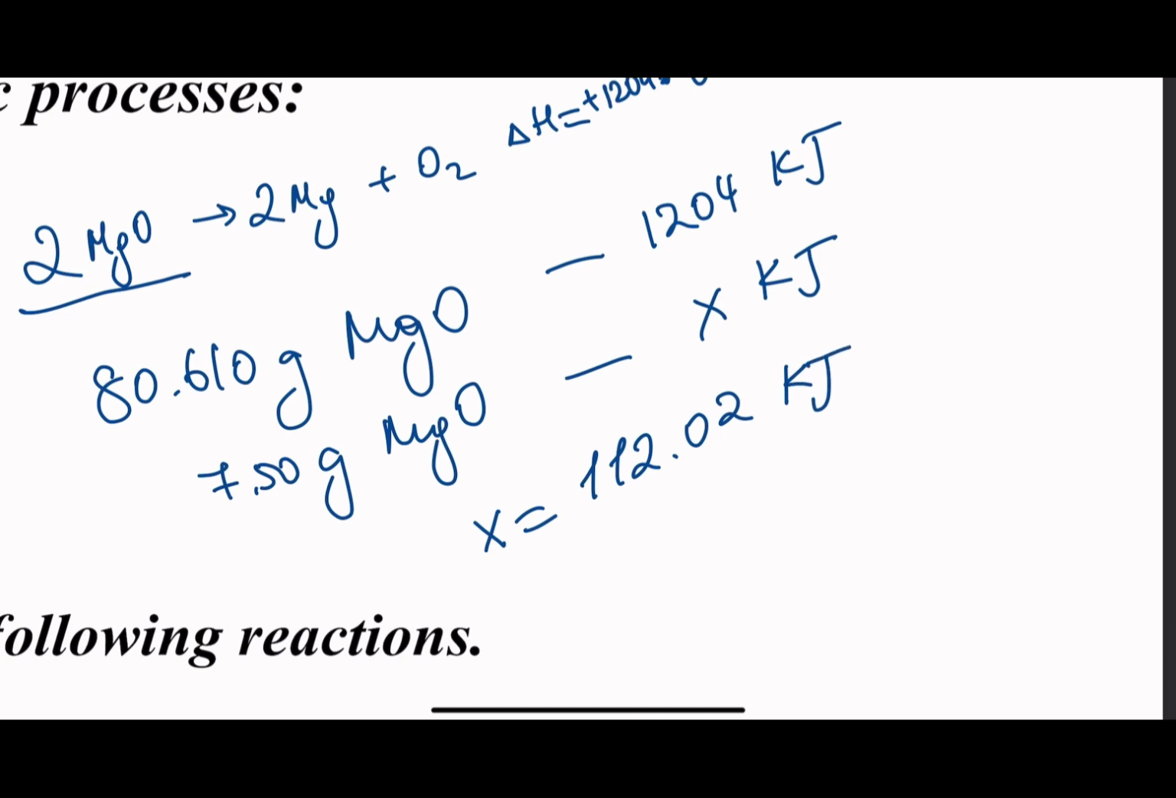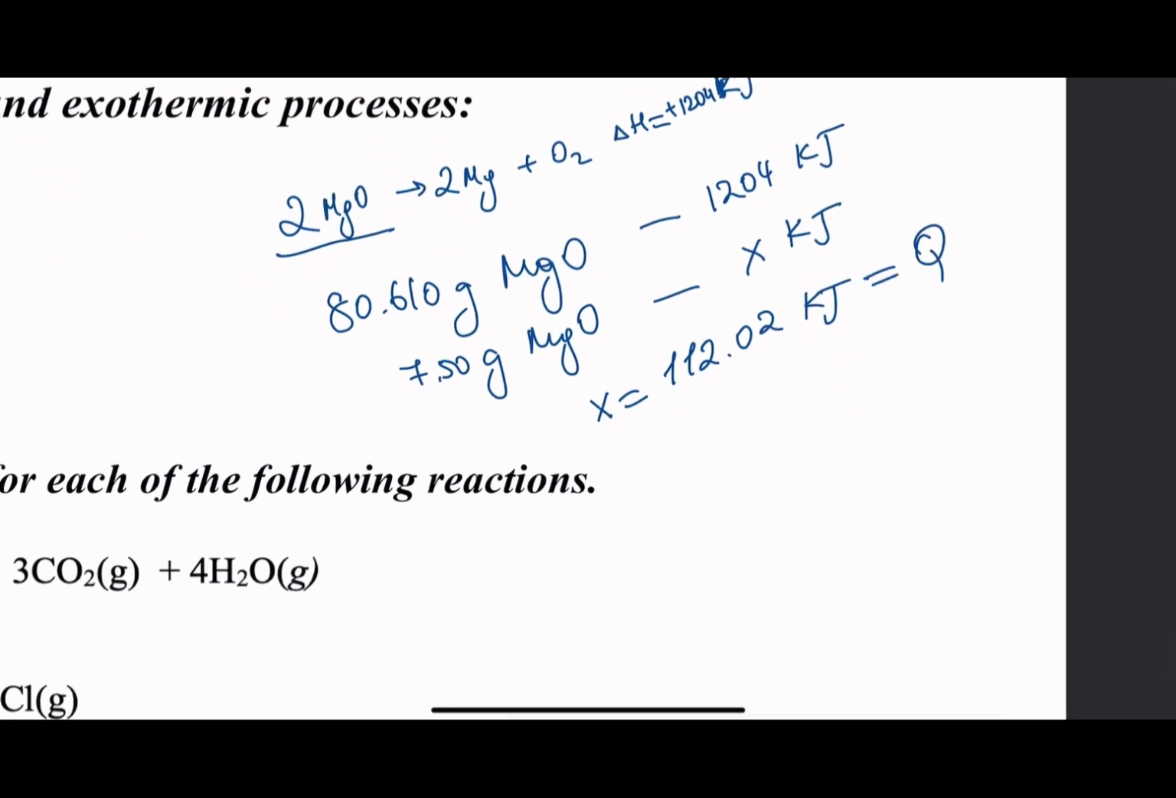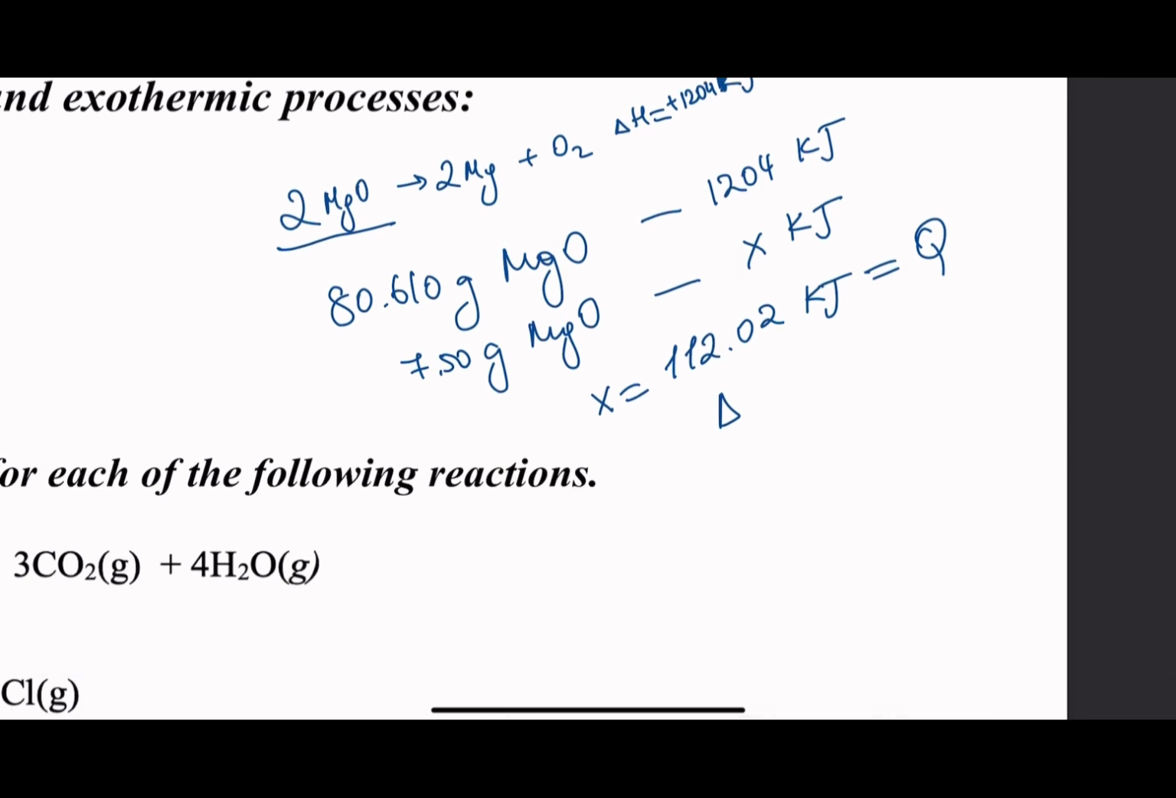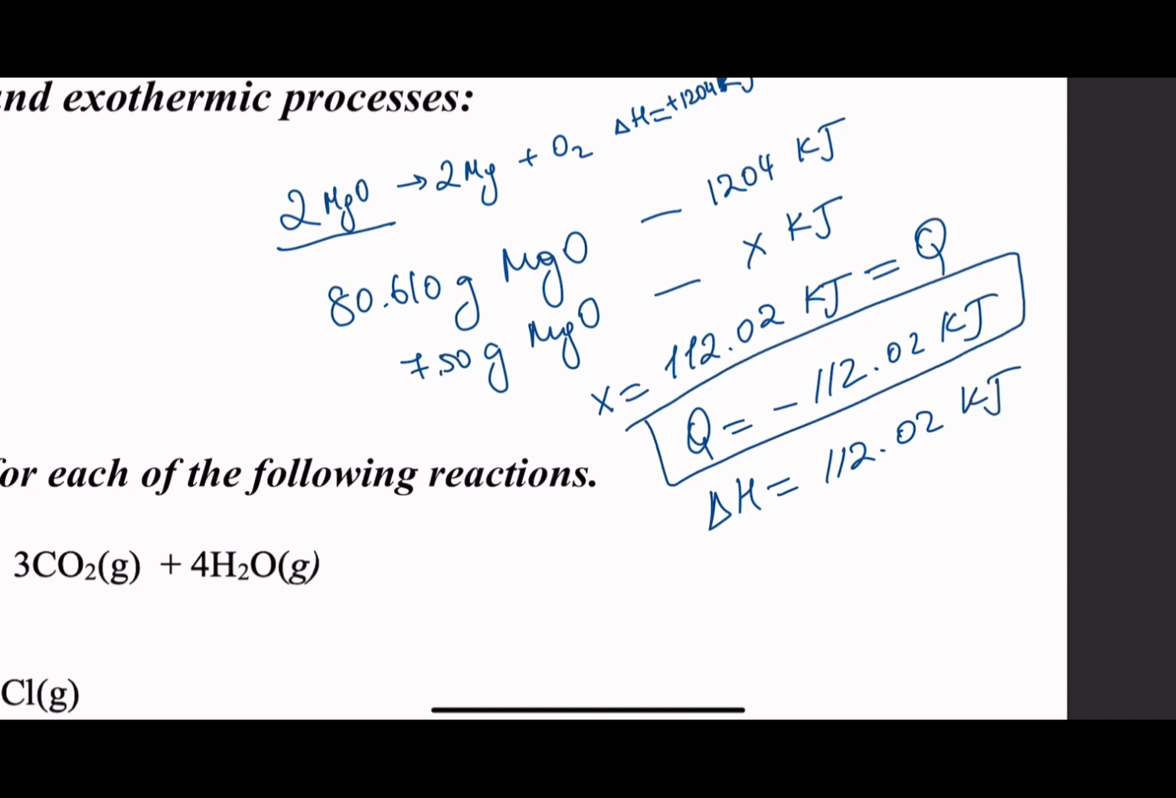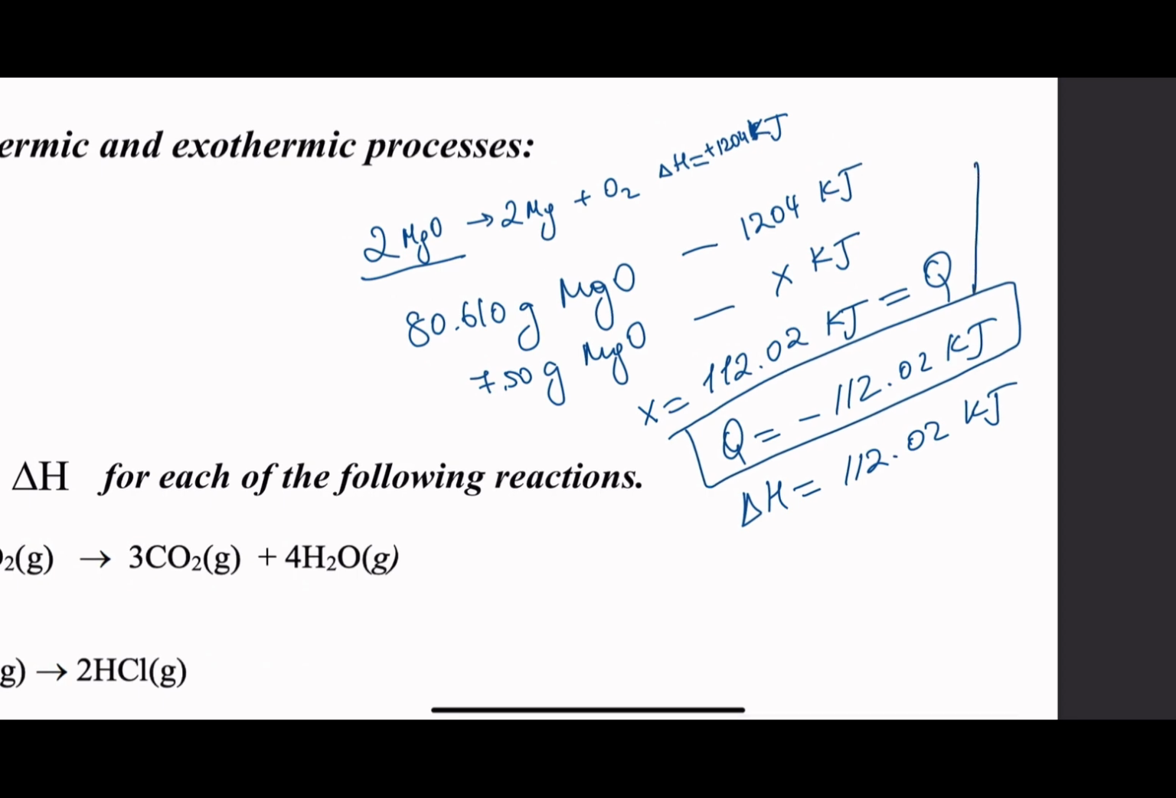112.02 kilojoule of heat is absorbed, meaning when you absorb the heat, Q is going to be negative of this value. So your Q is negative 112.02 kilojoule, and your delta H is 112.02 kilojoule. But because it is asking how much heat is absorbed, this is your answer, because heat, when it is absorbed by the system, is negative. Endothermic. We said that when it's endothermic, we write it like this, negative Q. That's why your answer is negative.